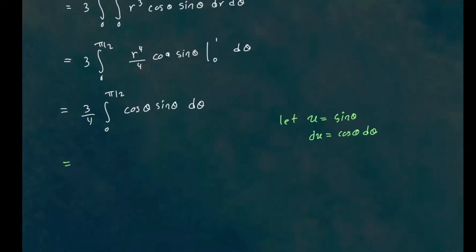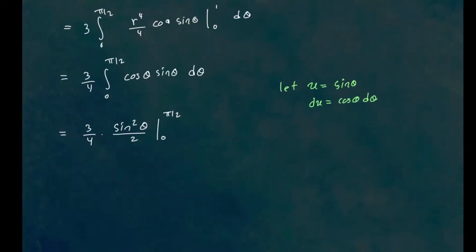So we have our final result, it's going to be 3 over 4 times u squared over 2. U is sine, so this is sine squared theta over 2, evaluated from 0 to pi over 2. Now plug in the upper and lower limits of integration. This is 3 over 8 times sine of pi over 2.